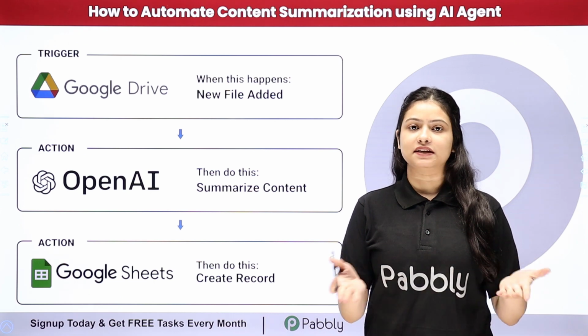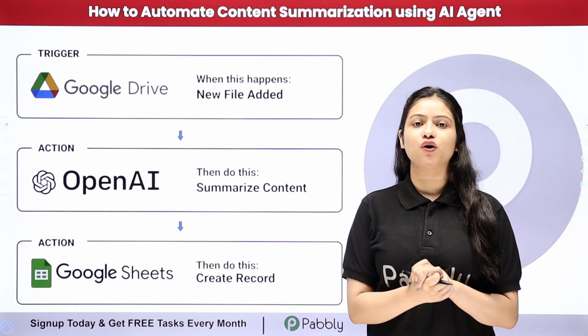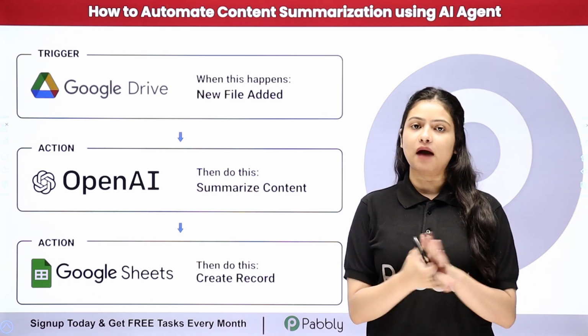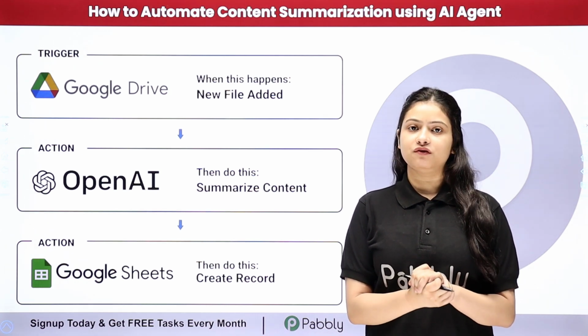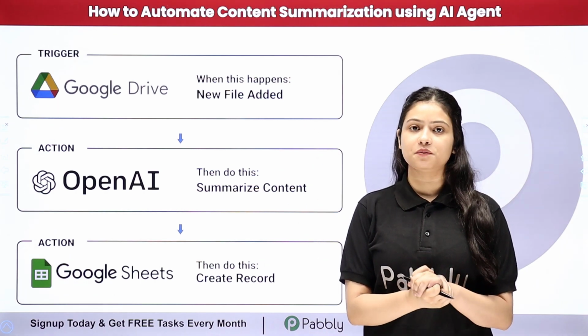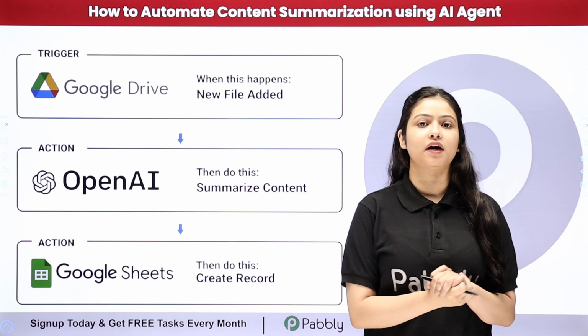But doing it manually is a time-consuming process, so I have decided to automate this entire process with the help of my AI agent, that is OpenAI and Pabbly Connect. Now every time a new PDF document is going to be uploaded in my Google Drive folder, automatically the details will be summarized and a record will be created in my Google Sheets.